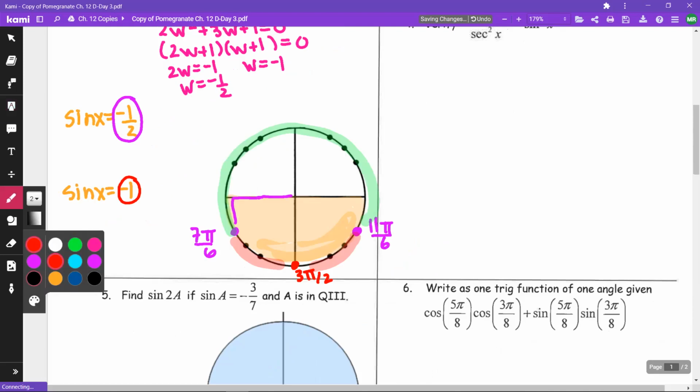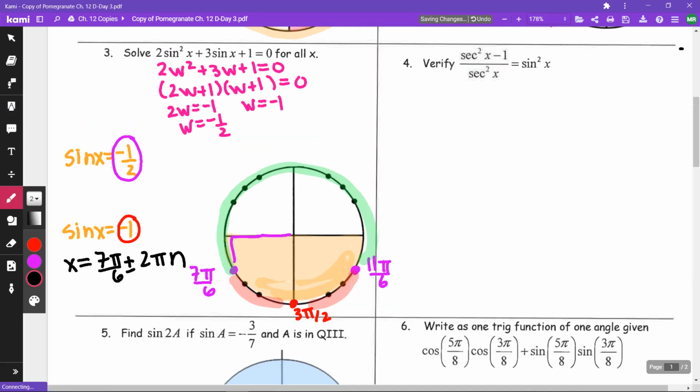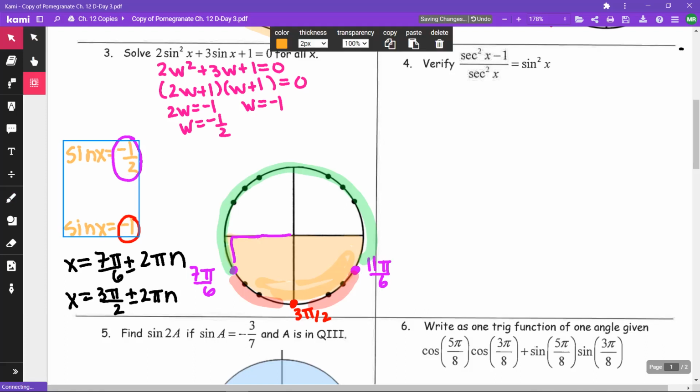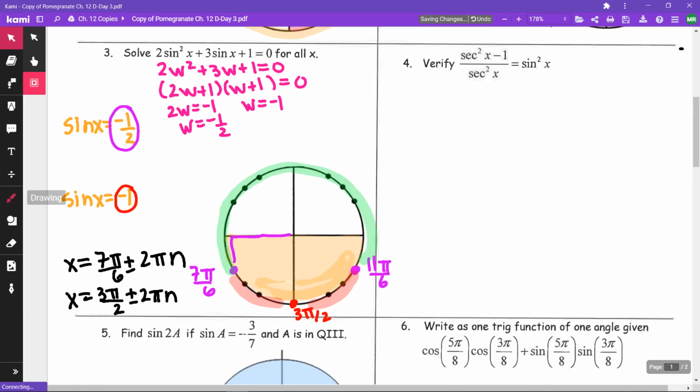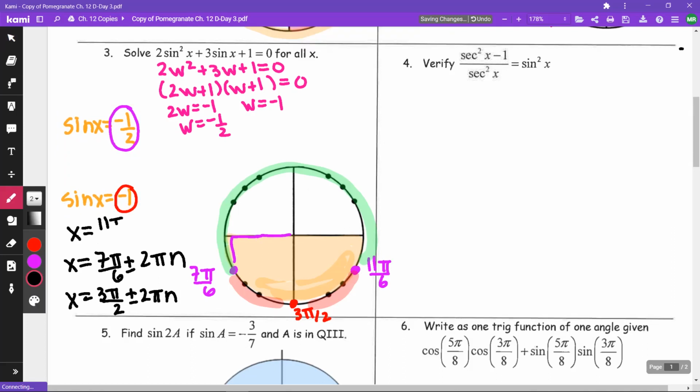So my final answer is going to be, x is going to be 7 pi 6 plus or minus 2 pi n. X is going to be 3 pi halves plus or minus 2 pi n. And so if I just move this. And my last answer is going to be 11 pi 6 plus or minus 2 pi n. So those are my 3 answers.